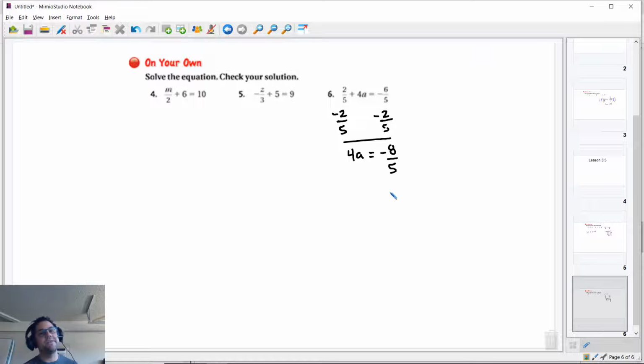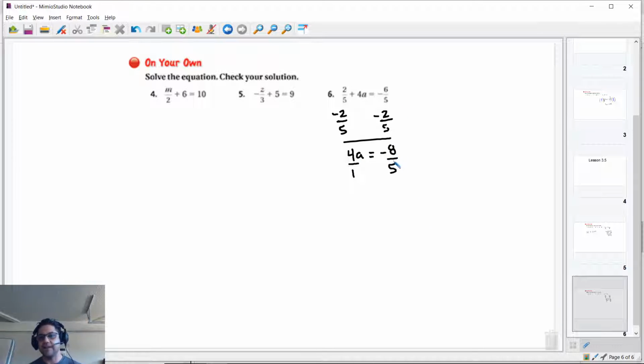Now, normally I would divide both sides by 4. But if you notice, I've got a fraction here. And if I do that, it would end up looking like this. Negative 8 over 5 divided by 4. And not a lot of students can do it when it's presented that way. Some of you can.